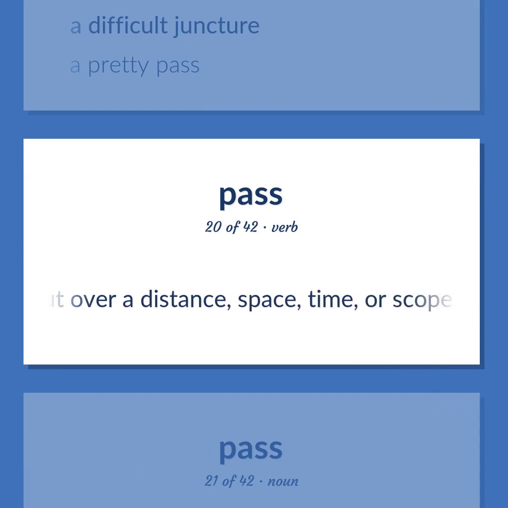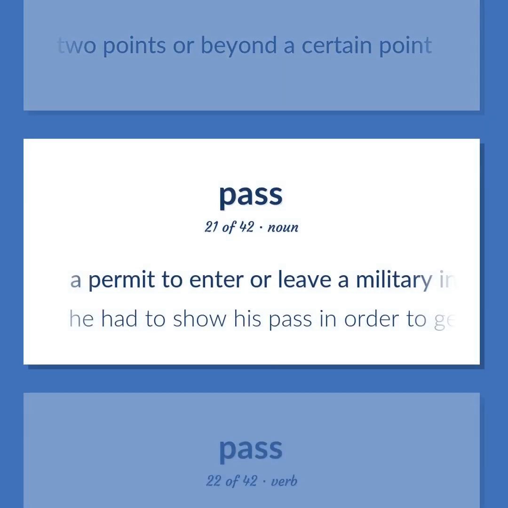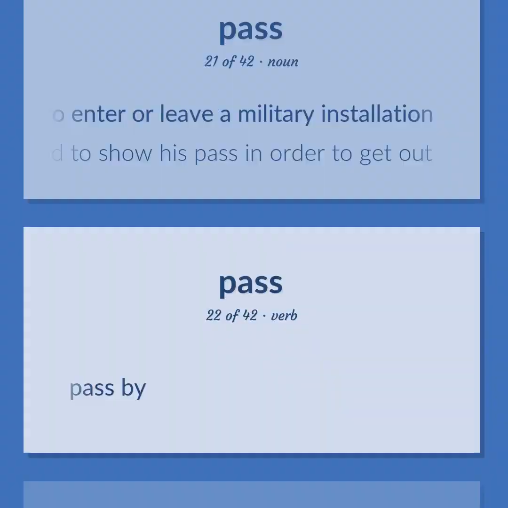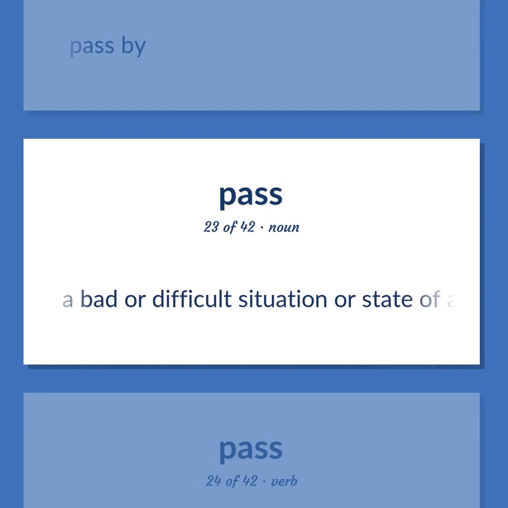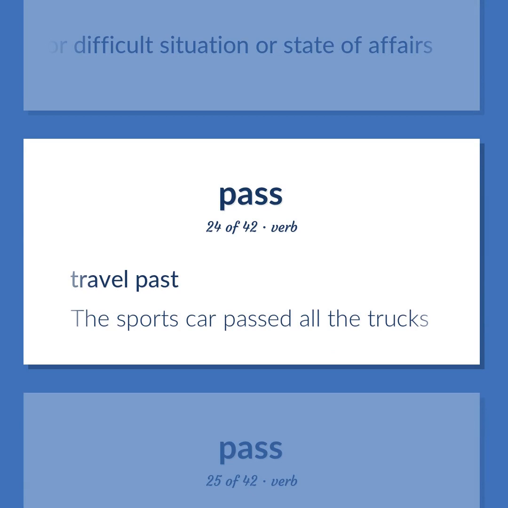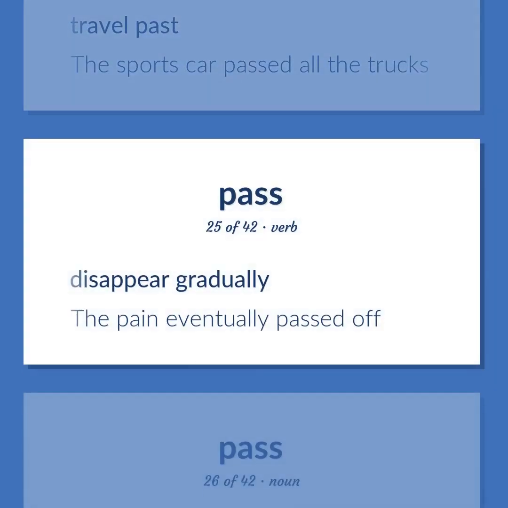Stretch out over a distance, space, time, or scope. Run or extend between 2 points or beyond a certain point. A permit to enter or leave a military installation. He had to show his pass in order to get out. Pass by. A bad or difficult situation or state of affairs. Travel past. The sports car passed all the trucks. Disappear gradually. The pain eventually passed off.